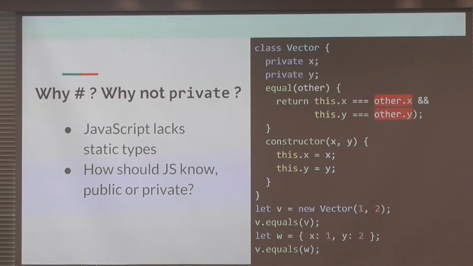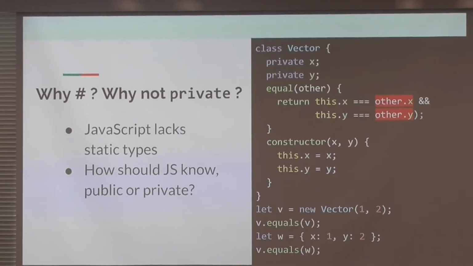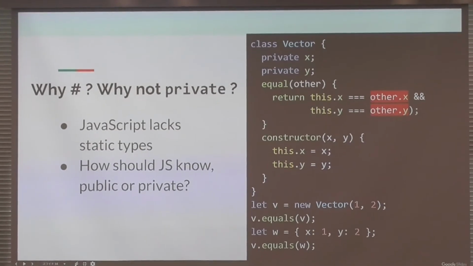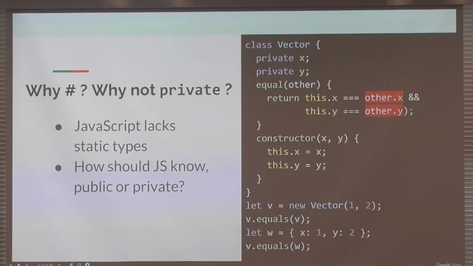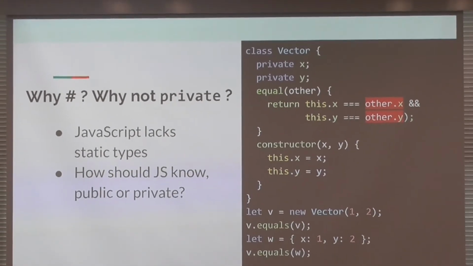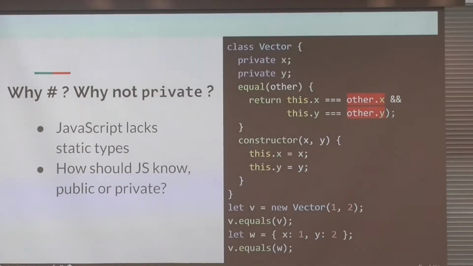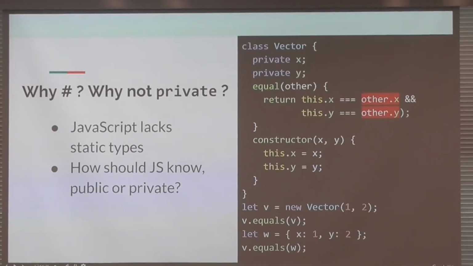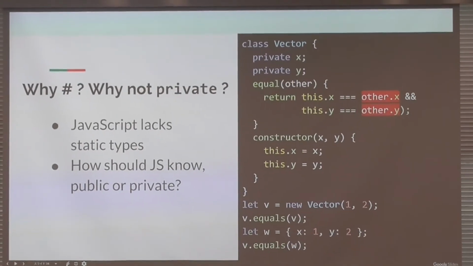So the equal method compares whether this is equal to the argument. You can pass in a vector, and what it will do is check if the x value equals the other x value, and the y value equals the other y value. Well, that sounds great. Because it's dynamically typed, we can also pass in a different object as the argument.